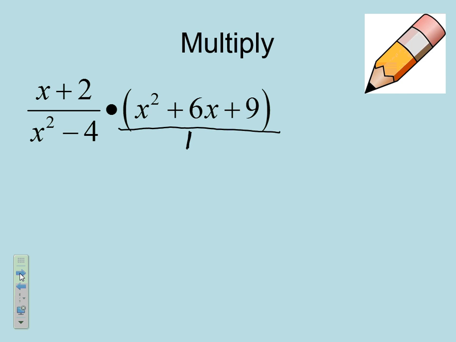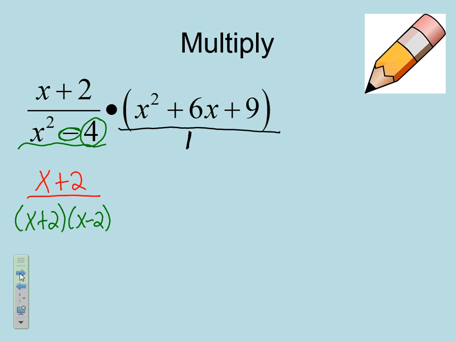Now we can go back. We're going to factor everything. X plus 2 can't be factored, so we'll leave that as is. This one here on the bottom, though, we have another perfect square. The difference of perfect squares, so I can do x plus 2, x minus 2. Go over to the other side. So we're going to multiply this. We're going to do that top one there.